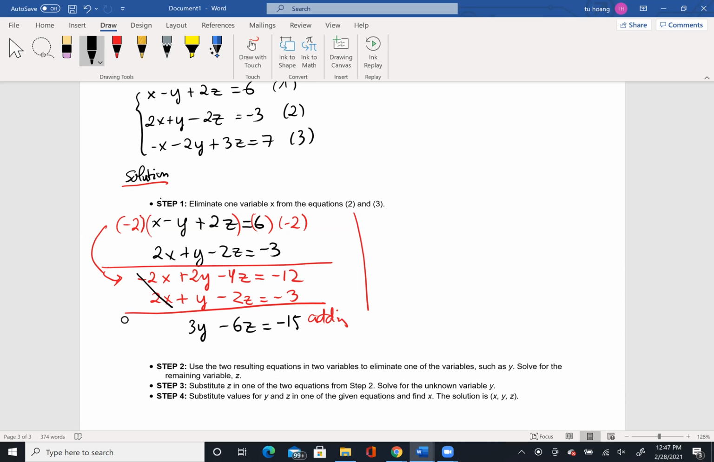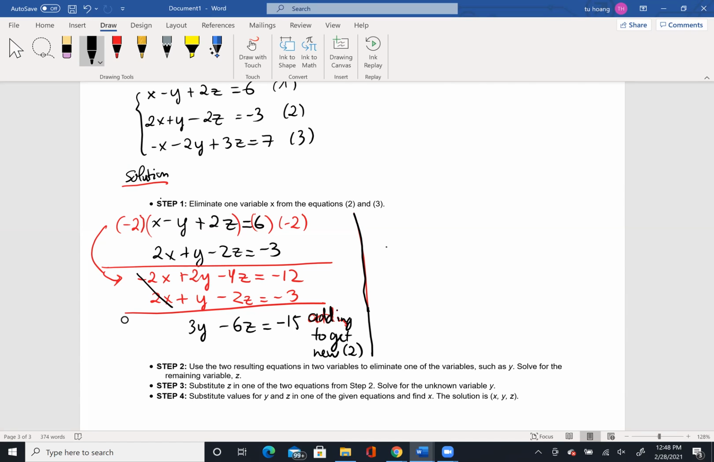So now you have a new second equation with no variable x. Adding to get new equation 2. Okay. All right. So let's move to the third one.